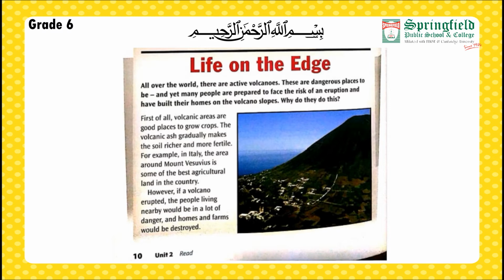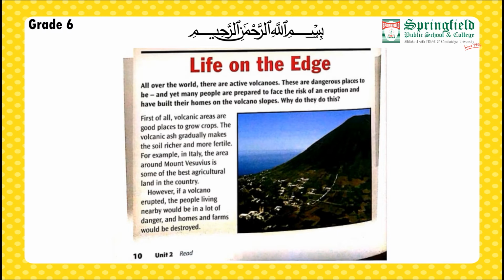As the volcanic ash made that area nice. So an ash is basically a powdery residue left after the burning of a substance. So that ash makes the area fertile and is very beneficial for agricultural use.